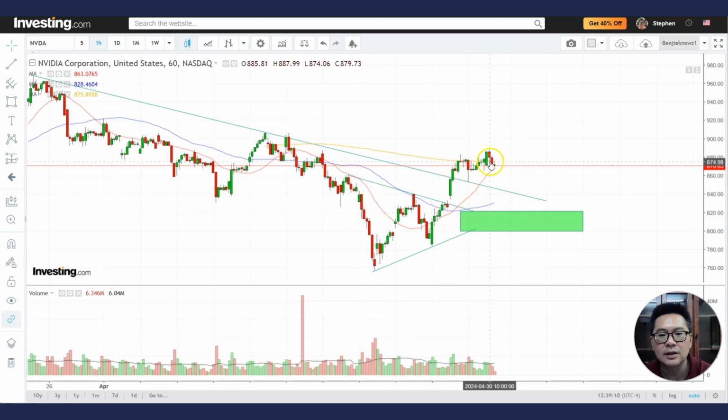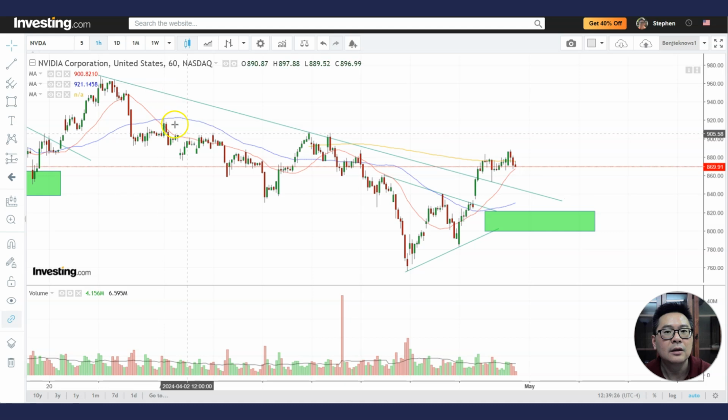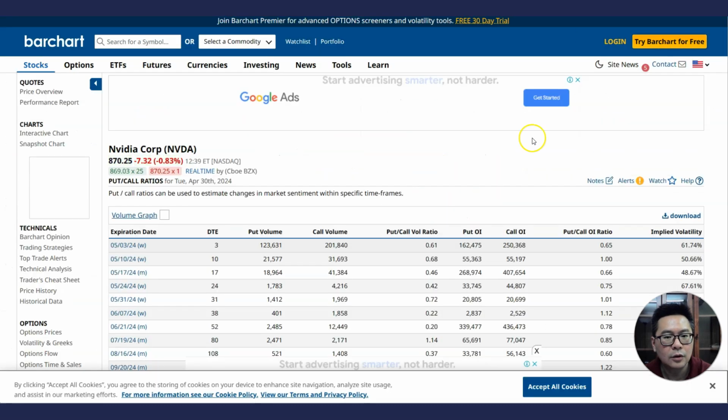If the stock is able to stay above this downtrend line, yes, it's going to be healthy, it's going to be moving up. But what I'm really interested in is the apex. If the apex holds, then we know that the stock is most likely to continue the uptrend in the 60-minute chart. Now let's go to put call ratios.